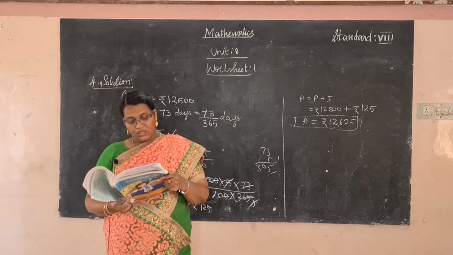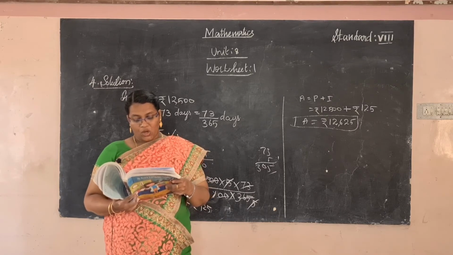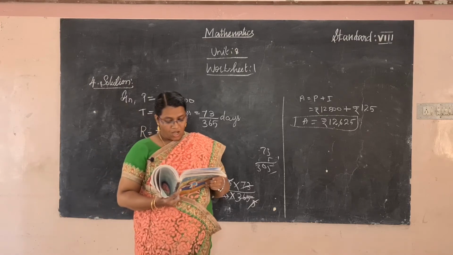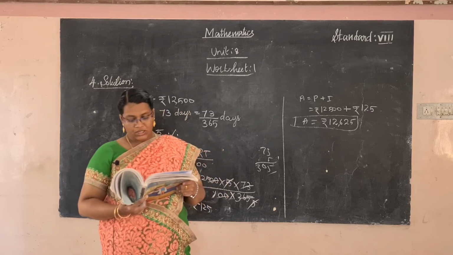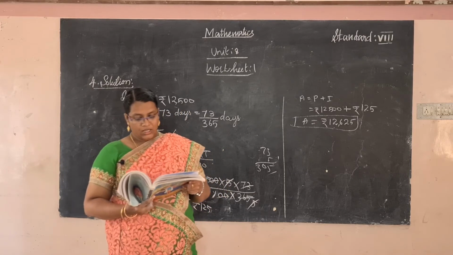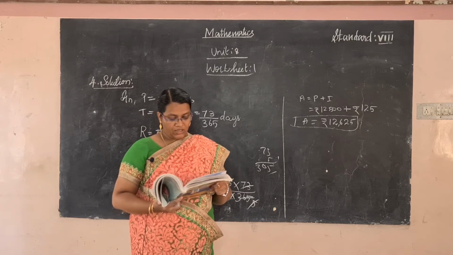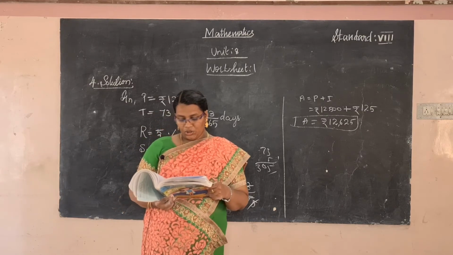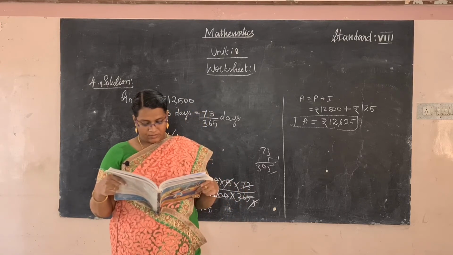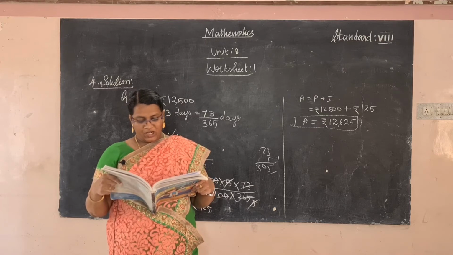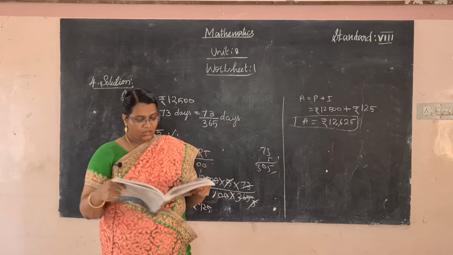Calculate the rate percentage for which rupees 1,000 amounts to rupees 1,200 for 2 years as simple interest. So calculate the rate percentage. So principal amount is given, amount also given, and number of years is given. Okay, so simple one.